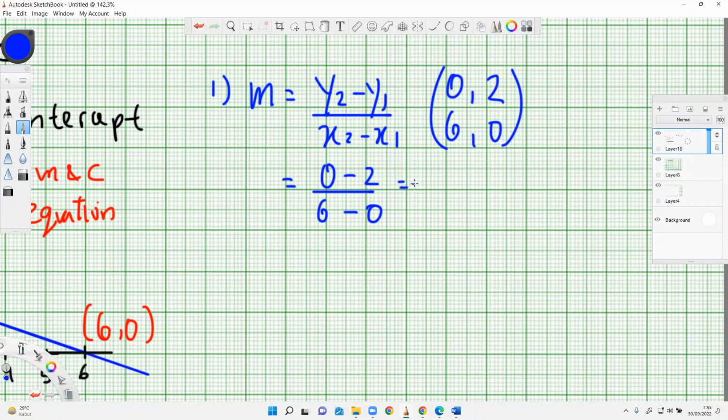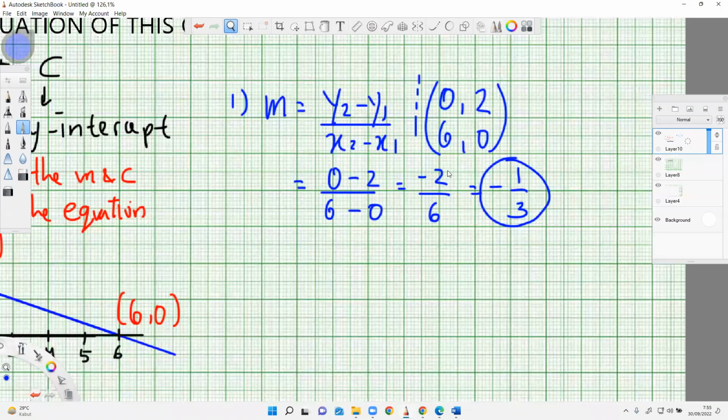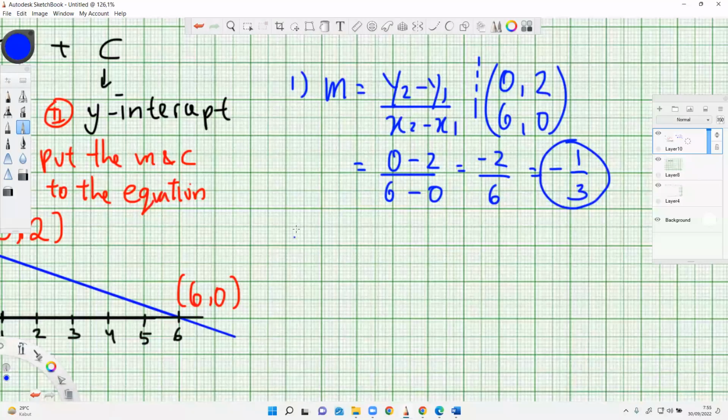How's it, guys? Hello, Abigail. Okay, wake up. -2 over 6. Is it the same? -1 over 3 for the gradient. Now we are finding the c. C is very, very simple, guys. Y2.